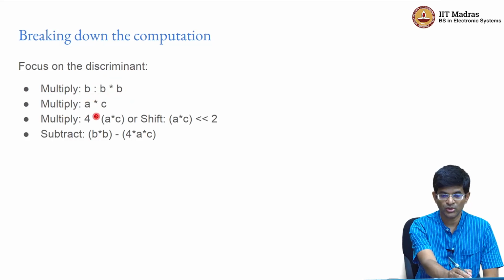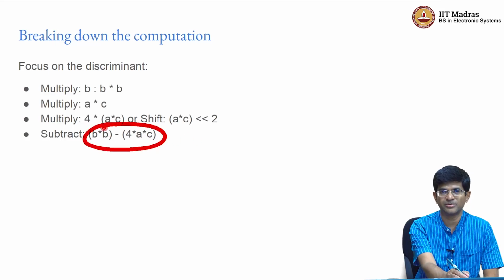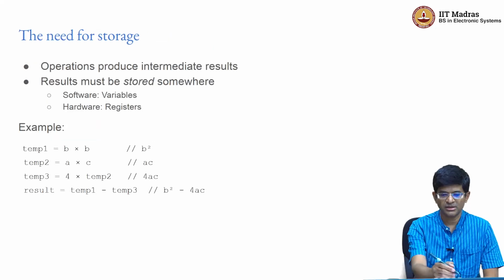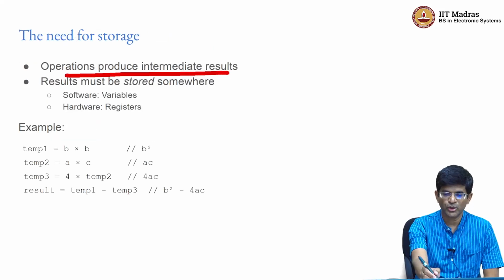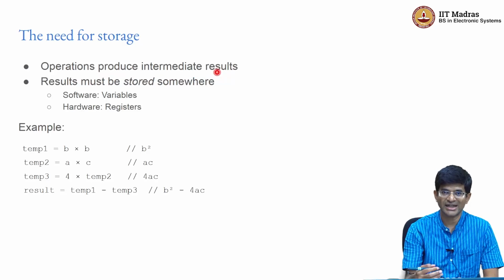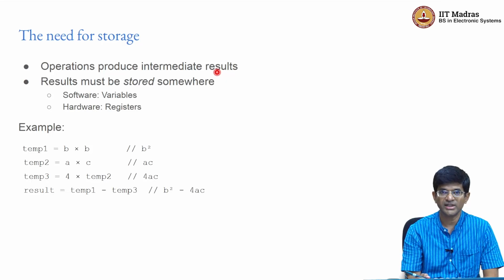That in turn is going to be used for the next multiplication, and that product also needs to be stored somewhere, because that as well as the B times B that we did in the first step are going to be used in the last step for the subtraction, right? So the operations produce intermediate results. It's not just that, the operations also assume that they have certain values that are going to be taken from some storage, and we need to be able to store these results somewhere.